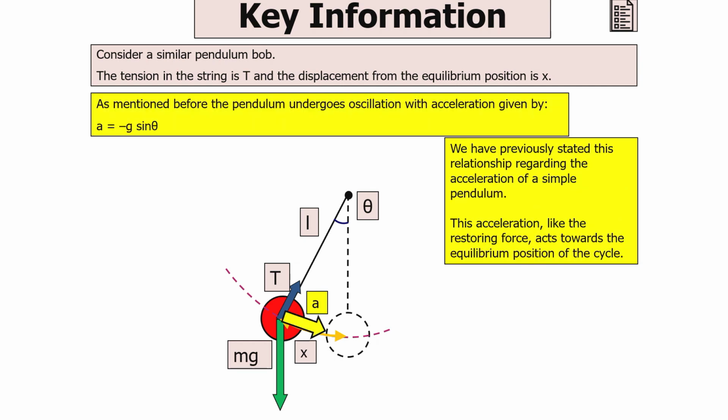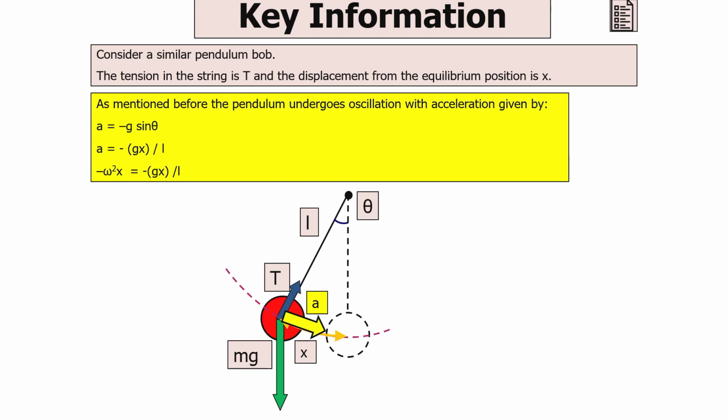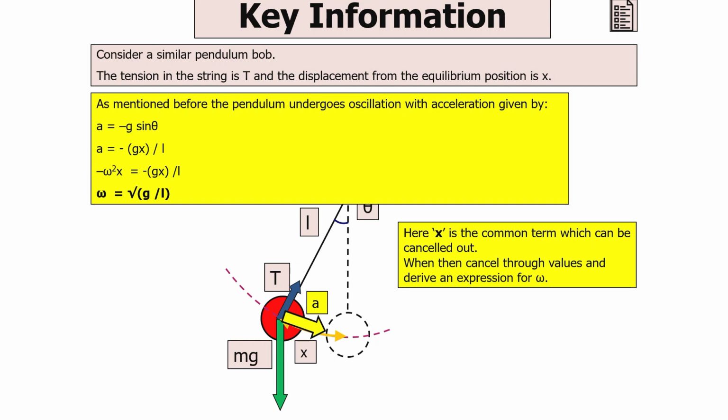Now, we know that the pendulum undergoes oscillation with an acceleration given by a is equal to minus g sin theta, and we've also previously stated the relationship regarding the acceleration of a simple pendulum. It always acts towards the equilibrium position of the cycle. So we can then substitute in the values and say a is equal to minus gx over L. So we know a, as we said before, is minus omega squared x, so we sub that into the equation and we simplify it through to get omega is equal to the square root of g over L.